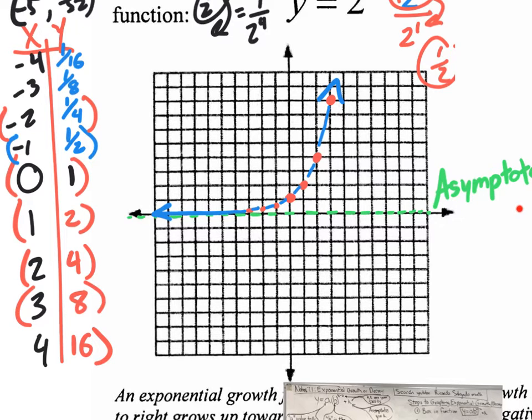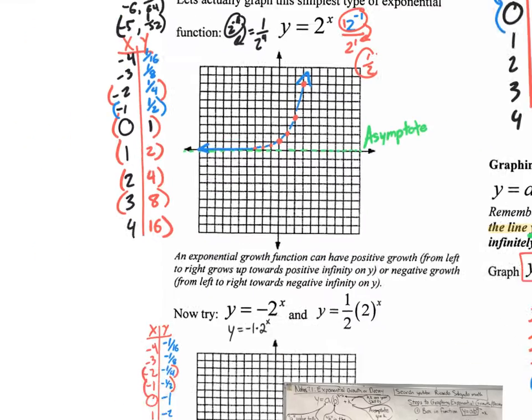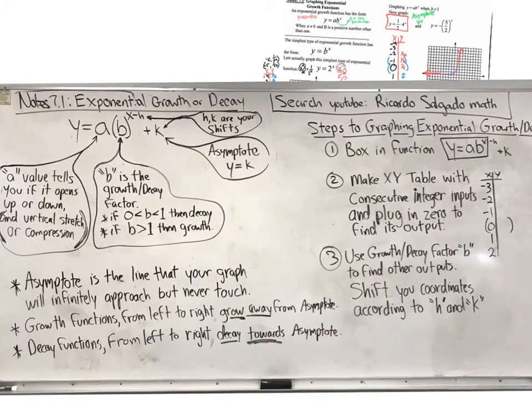Does that make sense? So a growth function from left to right will grow away from the asymptote. A decay function from left to right is going to decay towards that asymptote. Okay? So I hope we're understanding that. Let's go back to our notes here.